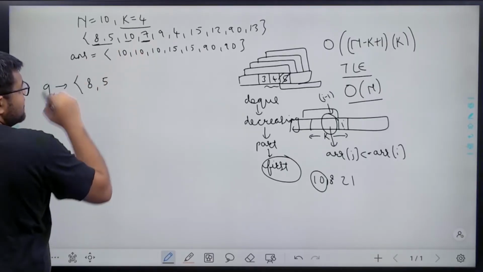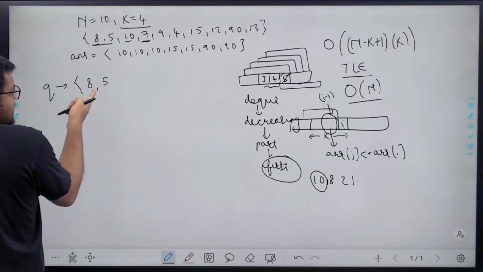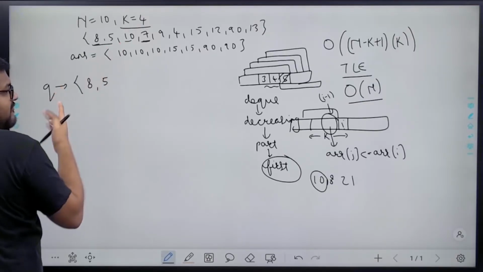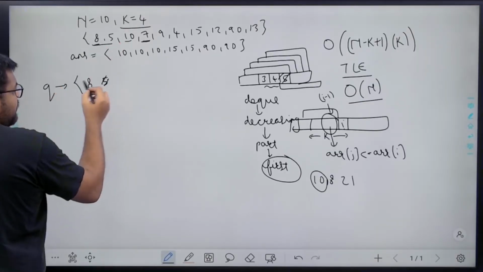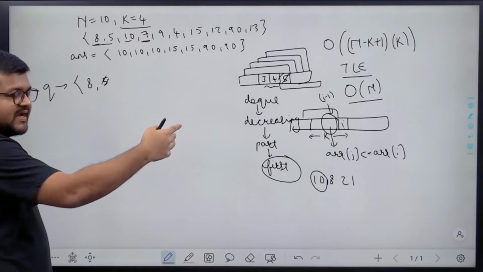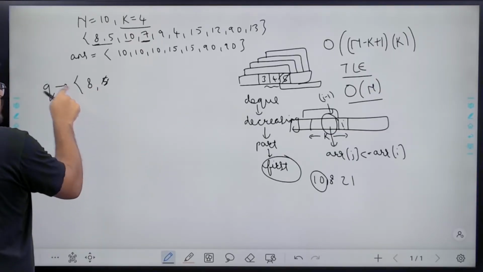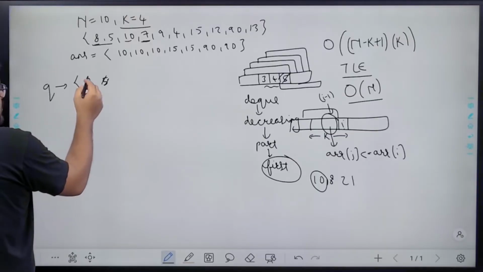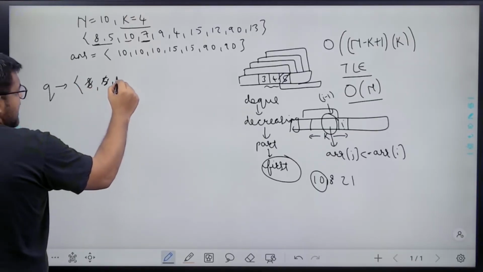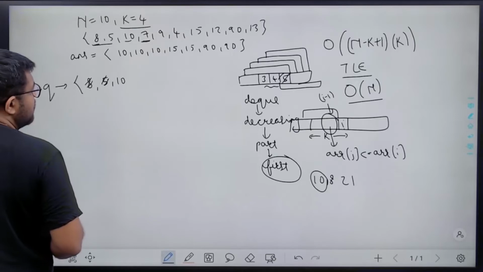Now when I insert 10, as I told, if there are smaller elements than 10, I will remove them. So I will remove 5, because I remove from the back side, now because this is in decreasing order. Now after removing 5, I observe that 8 is also smaller than 10. So I will remove this also, and I will add 10 to my deque.